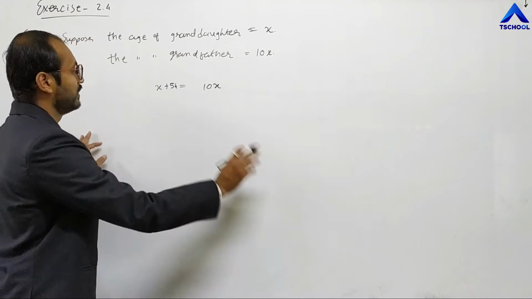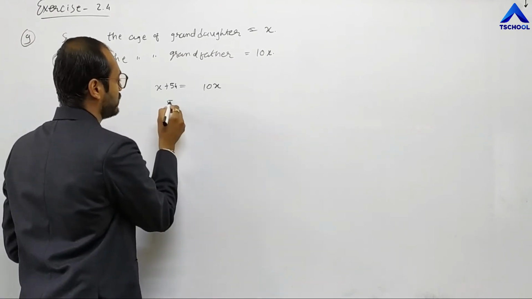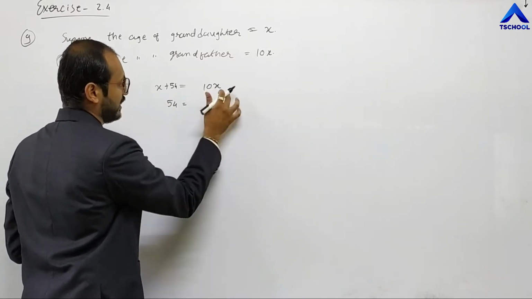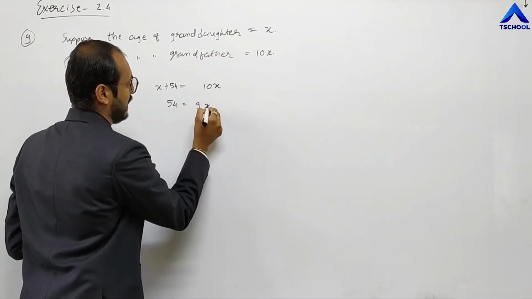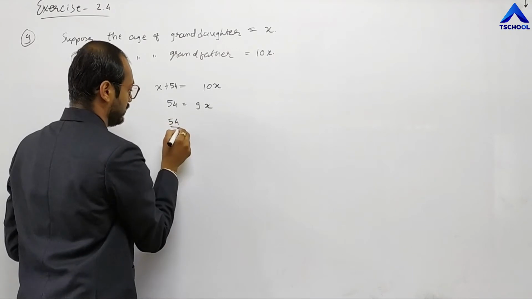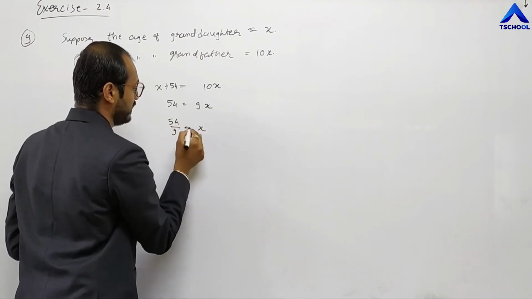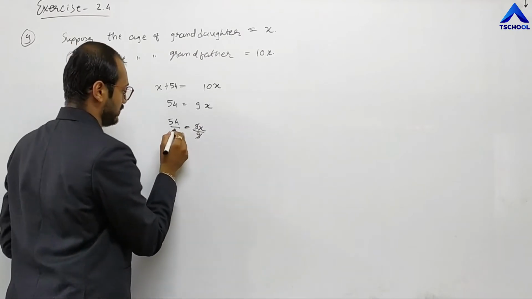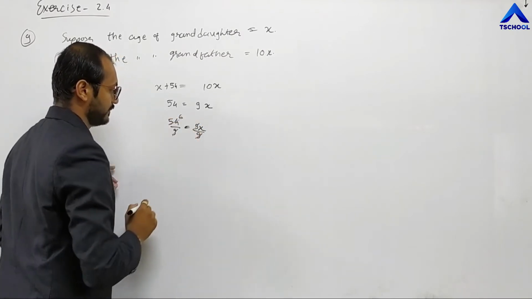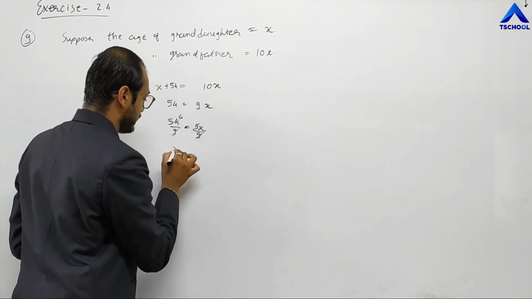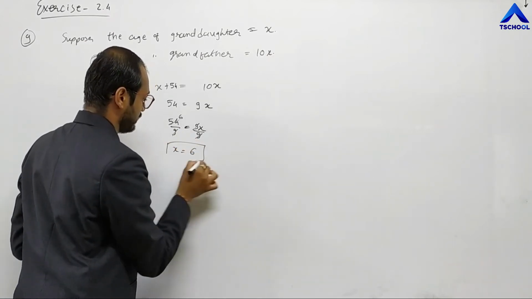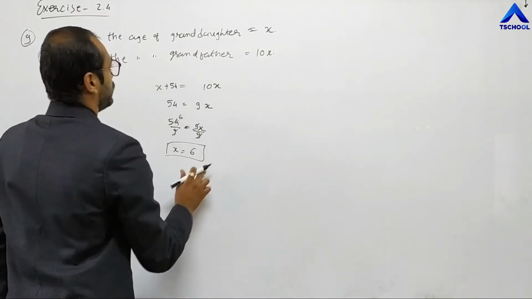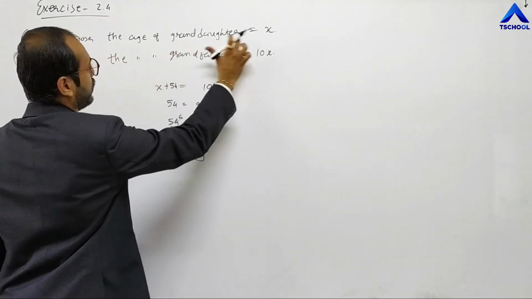Let me solve. So by subtracting x on both sides, 10x, here x minus x is 0, here 10x minus x is 9x. By dividing 9 on both sides, here 9 6s are 54. So x equals to 6. Clear? So we suppose that the age of granddaughter is x.